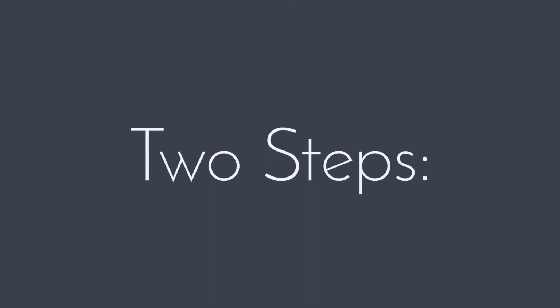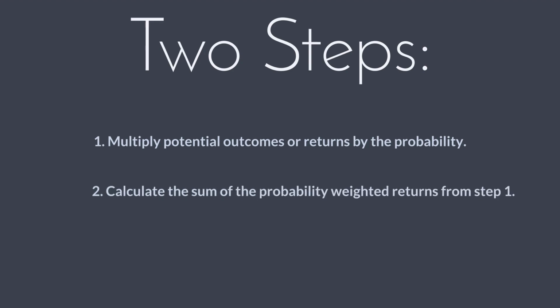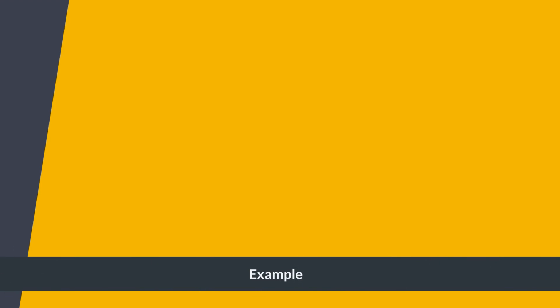In step 1, we multiply potential outcomes or returns by the probability of occurrence of each outcome. Step 2 is to calculate the sum of the probability-weighted returns from step 1. Let's look at an example.